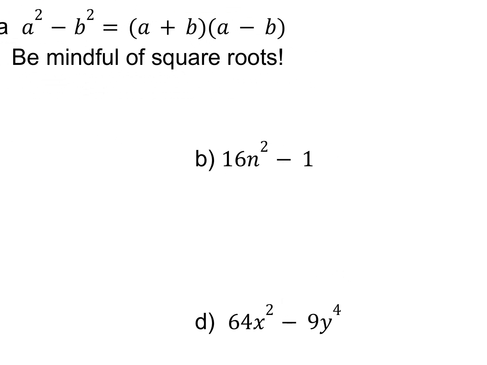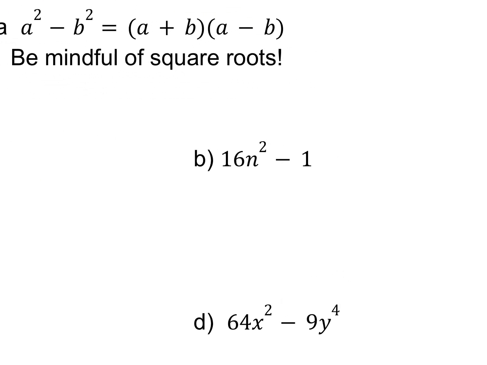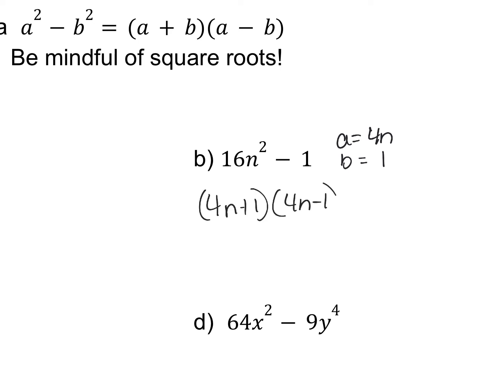All right, so difference of squares here, same thing. Are these perfect squares? Both of them? Yes. Are they being subtracted? Yes. If they're not being subtracted, then you can't do it. Okay, so we've got what would be our A. The square root of 16n squared would be 4n. And our B would be the square root of 1, which is just 1. So this will be 4n plus 1 times 4n minus 1. Boom, you're done.